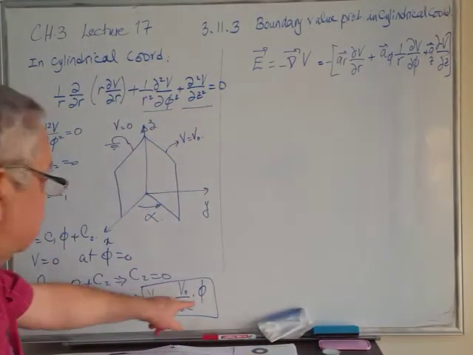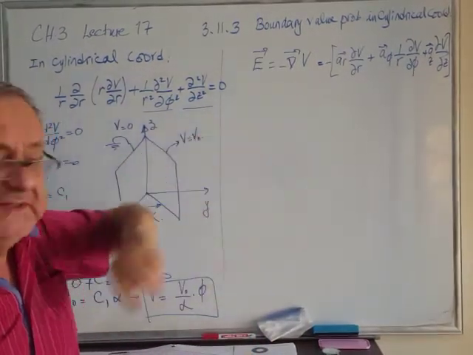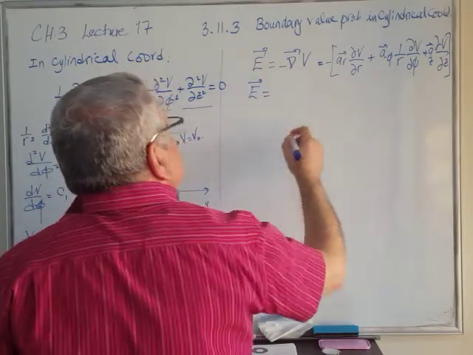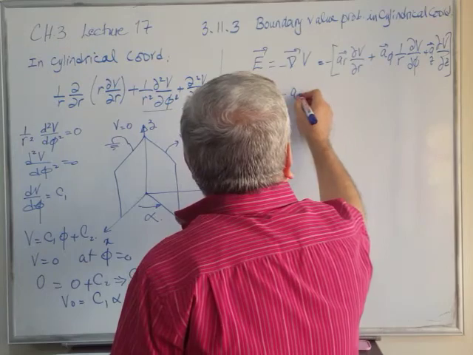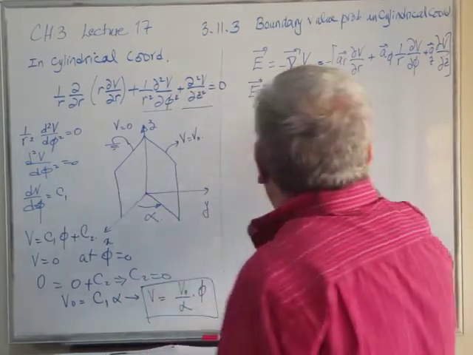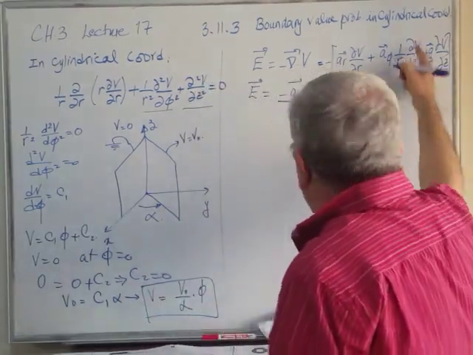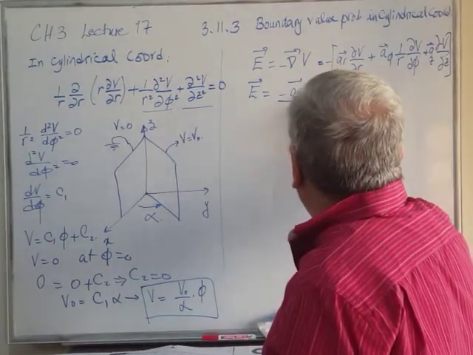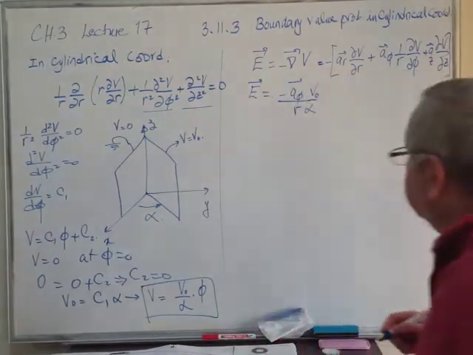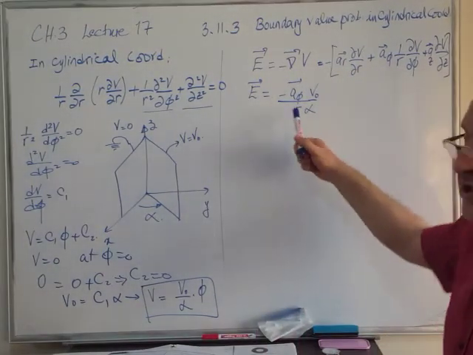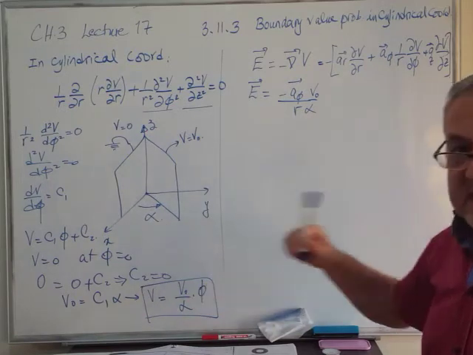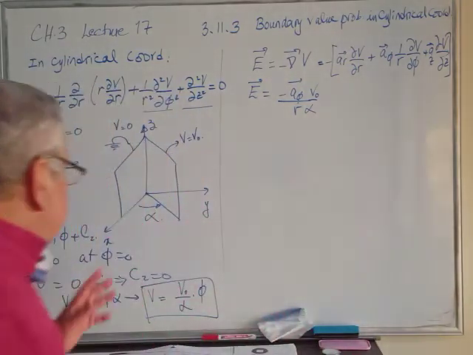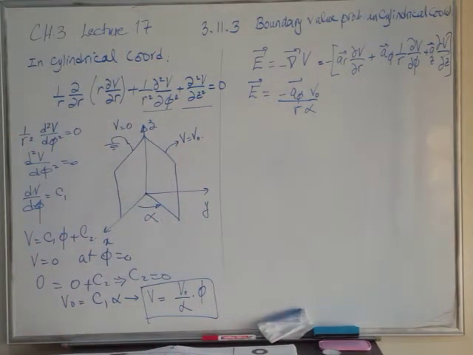This is the gradient in cylindrical coordinates. V here, as you can see, is a function of phi, the second variable, not the first one. So the electric field here is equal to minus a_phi over R, times del V by del phi, which is V0 over alpha. As you can see, the electric field is a function of R. It's not a function of phi like V. What does that mean, the electric field is a function of R? Can you imagine what is the shape of the electric field lines?